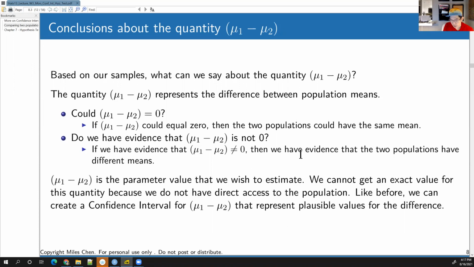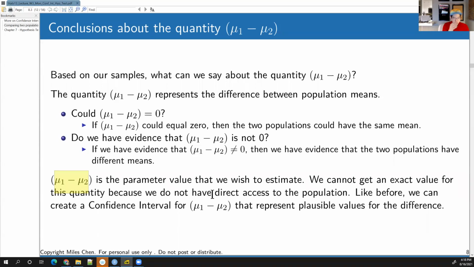And it's a little bit strange to think about, but the difference itself, we could call it D, but mu1 minus mu2 is the difference, and that's the parameter that we want to estimate. We're not going to be able to get an exact value for this quantity, again because we don't have access to the population, just like we're not able to locate the exact location of the invisible owner.